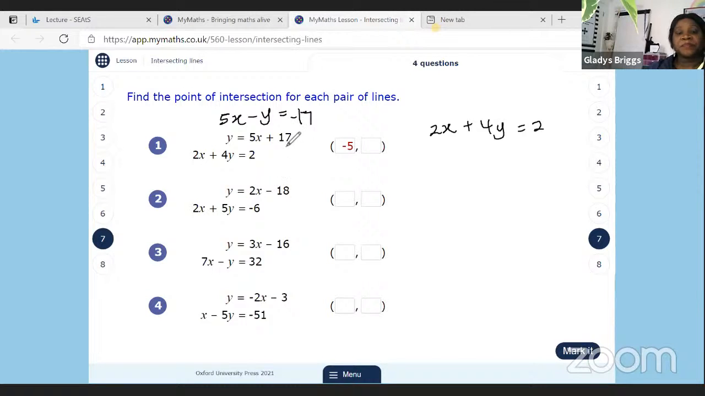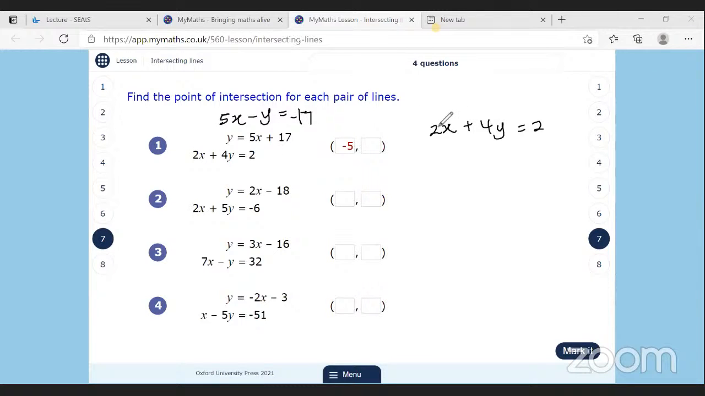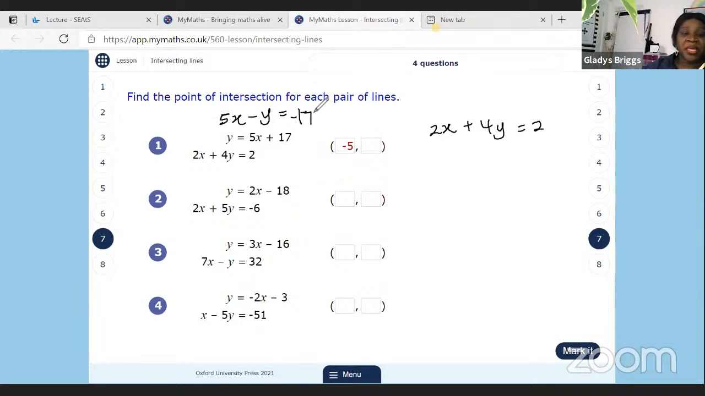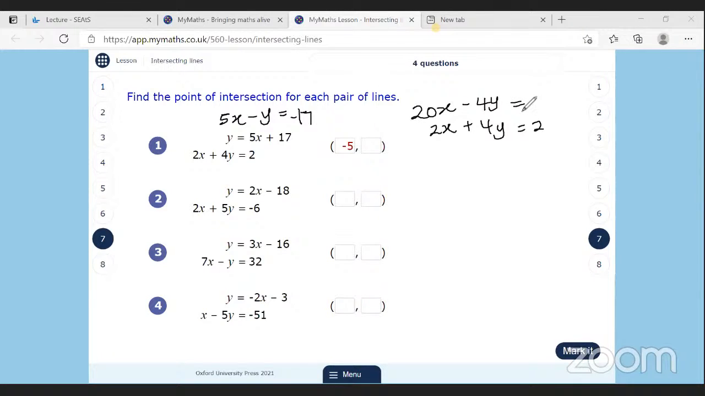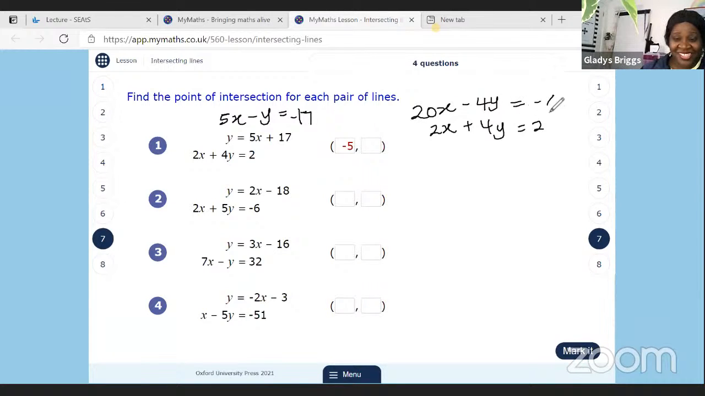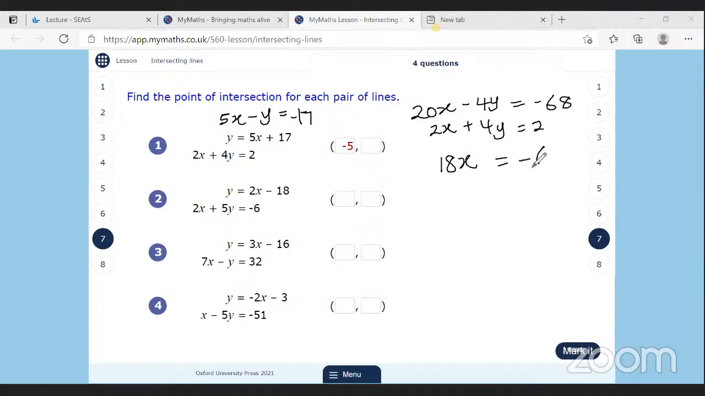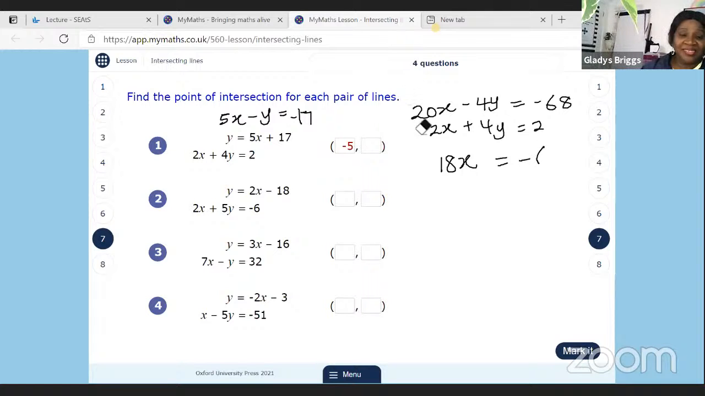Yes. And we times this one by 4. Yeah. So this should have been 20x minus 4y. What did we write before? It's equal to minus 60. I think you wrote 10. Yeah. 60 minus 68. So this now is 18x is equal to negative what? Why 18x, teacher? Oh, 22x.